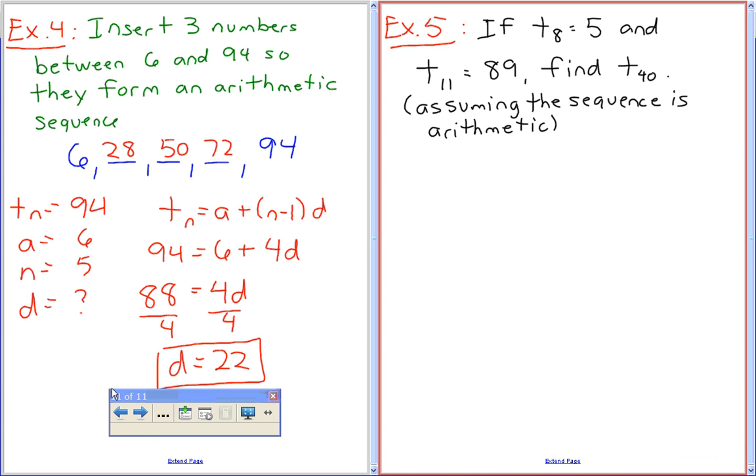Jared. I'm just going to write out my two equations here. I'm going to write T8 equals 5. And I'm going to write T11 equals 89. Jared, can you rewrite T8 equals 5 in another form, please?